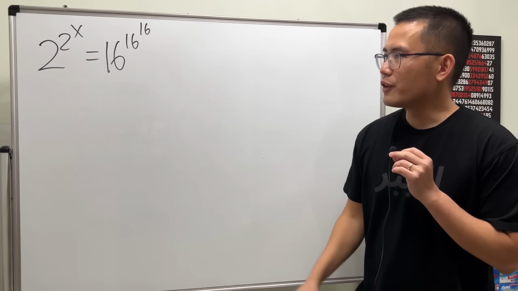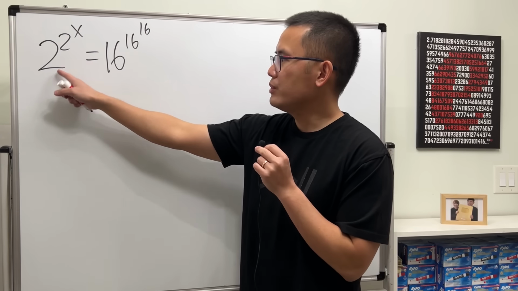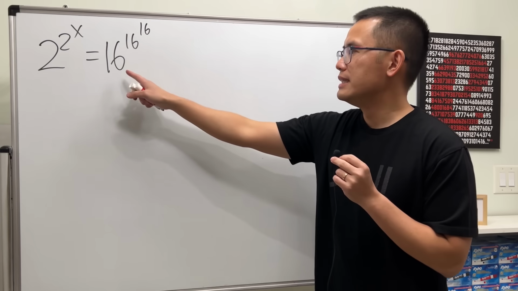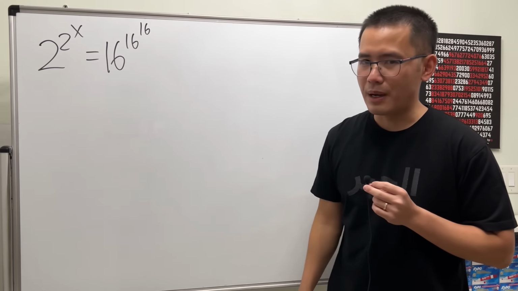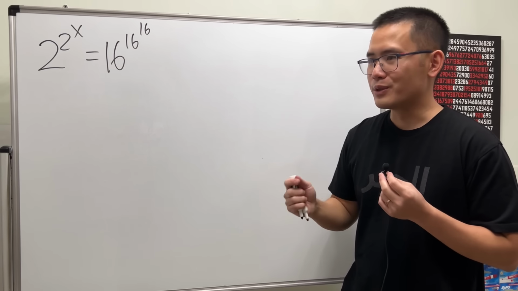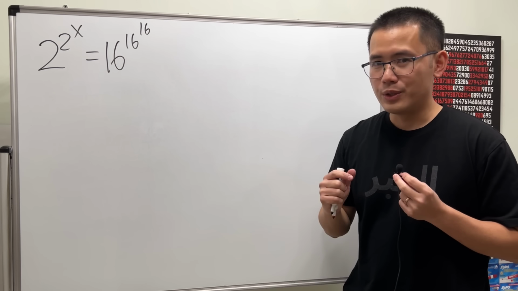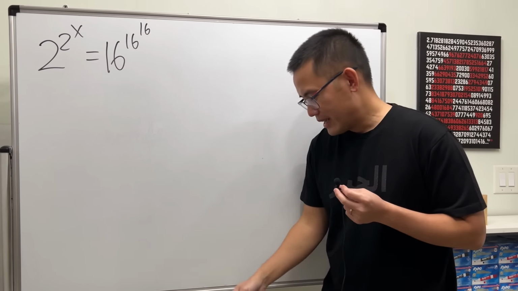Okay, let's see how we can solve this exponential equation. We have 2 to the x equals 16 to the 16th power. And this equation involves quite a few rules of exponents, so it's a good review.